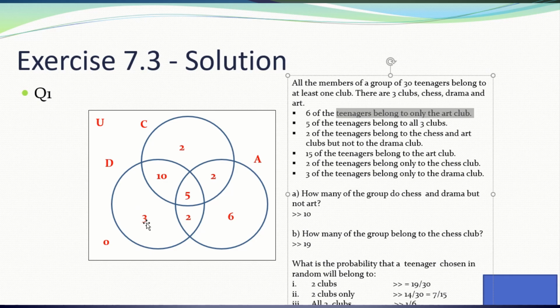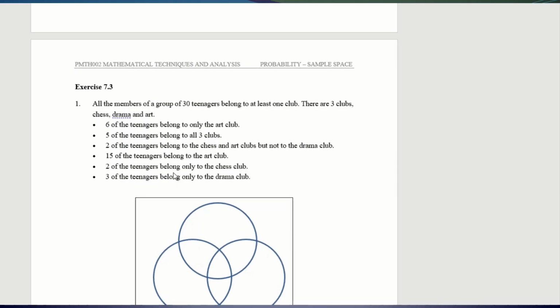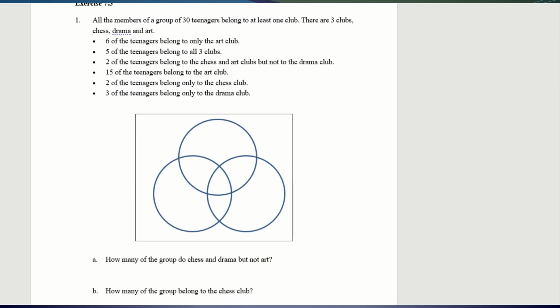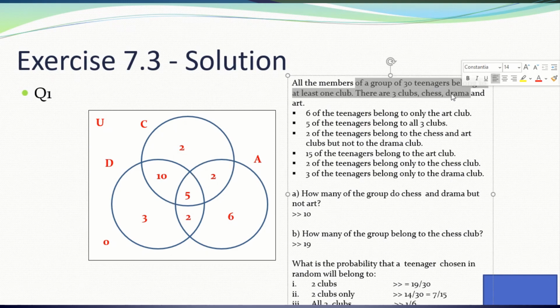So basically it's not very difficult to fill it up already. I'll just show you. You have 5 right in the middle. You have 6 here, and then you have 2 here. You already know the total must be 30. There are 3 clubs. So you should be able to add up and fill up, but when you total it up it must be 30. Why is outside 0? Because all belong to at least one club.